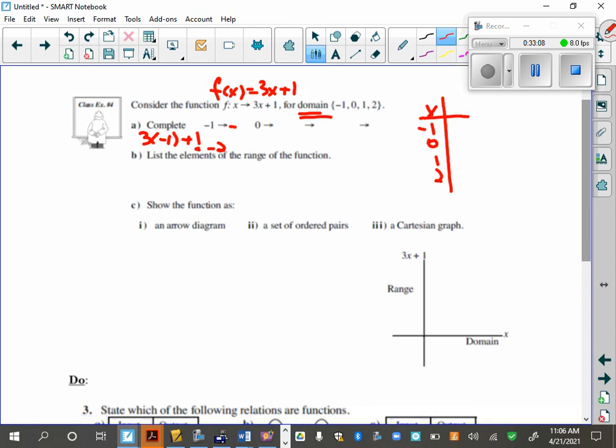For 0, you would get 3 times 0, that's coming from this equation here, plus 1. So the x, the domain 0, the x-coordinate 0 goes to the y-coordinate 1. Next one is 1. 3 times 1 plus 1 goes to 4. And 2 is 3 times 2 plus 1 goes to 7. So you can do it like that, or if you want to just translate into a table of values, you can. But go ahead and list the elements of the range. Show all of these guys with the information I just gave you.